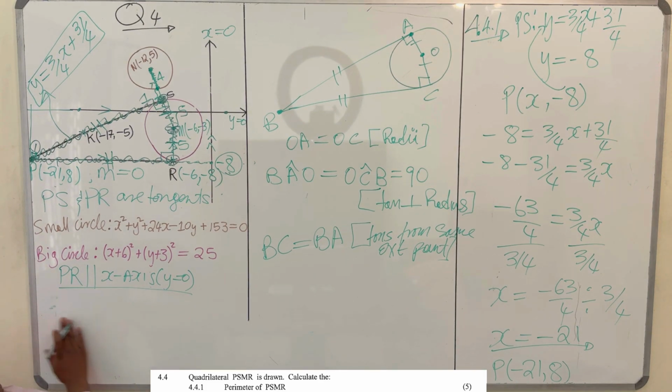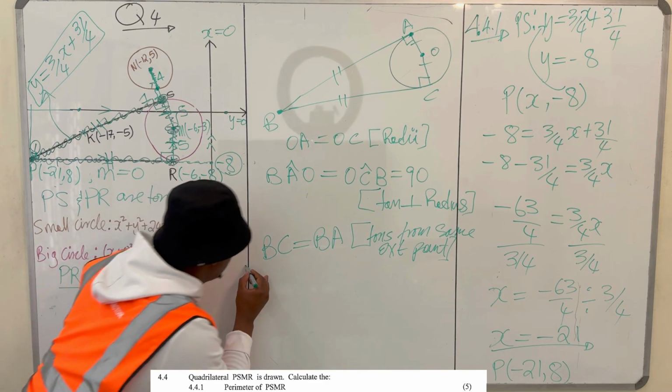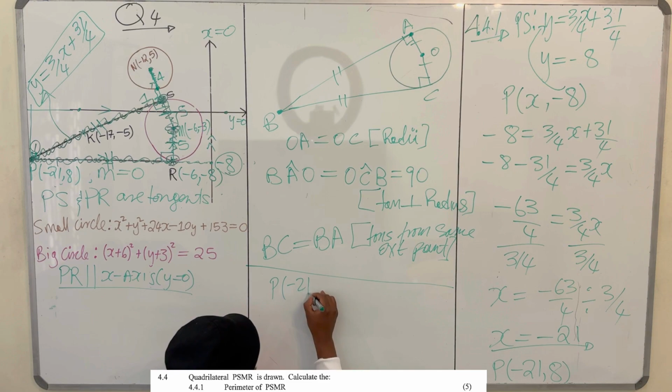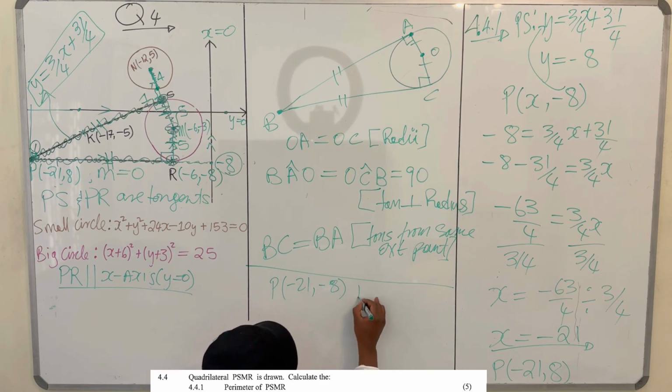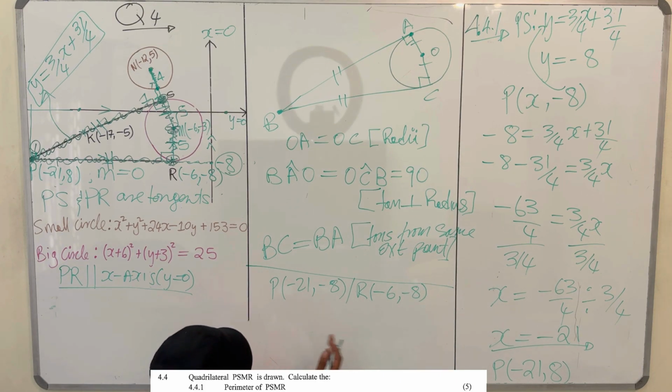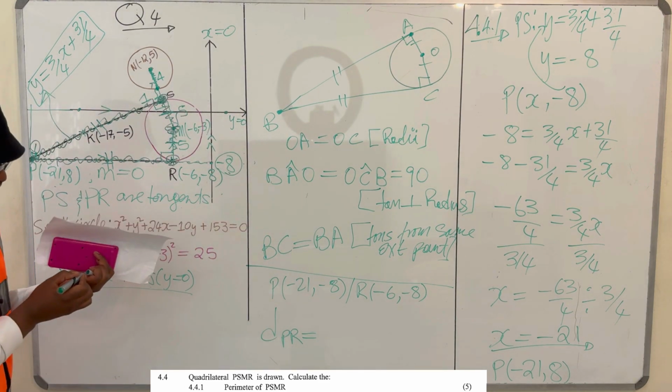This is all over the place. I'm still trying to continue with that question. Maybe let me continue down here. P is minus 21 and minus 8. R is minus 6 and minus 8. So the distance PR, we need to find the distance PR. Right? You know the distance formula.